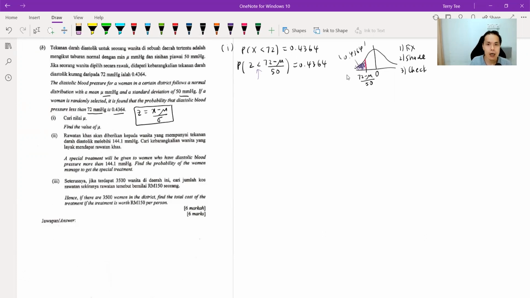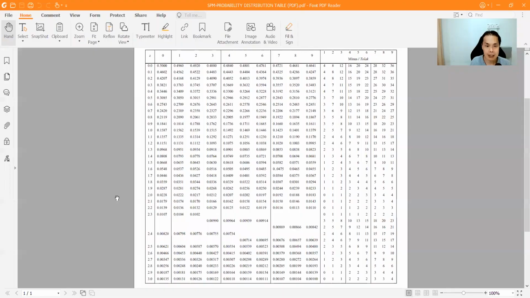Okay, next, how do you find mu from here? We have 2 ways. Either you can use your mathematical table, which is kind of long. You're going to slowly find, what is the value again?